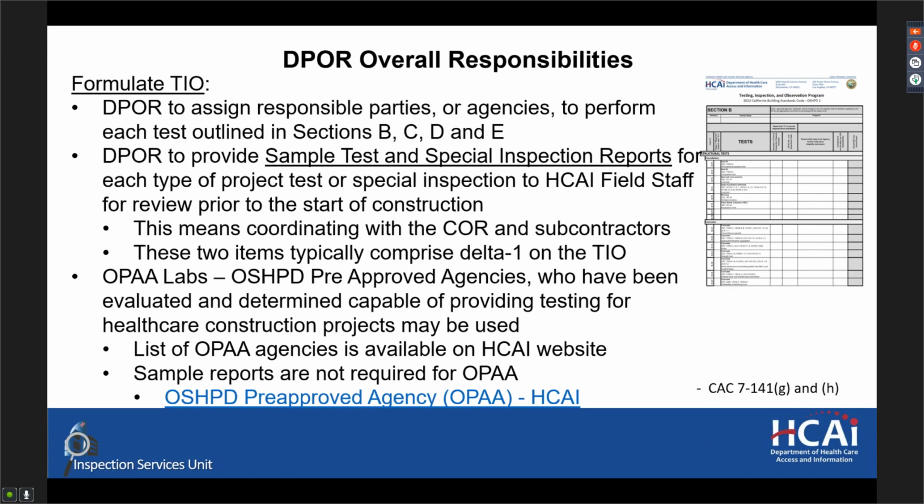It should be clarified that responsible parties can be subcontractors, inspectors, and OPAA labs. These are OSHPD pre-approved agencies who have been evaluated and determined capable of providing testing for healthcare construction projects. The list of OPAA agencies is available on the HCI website. And if you are utilizing an OPAA agency, sample tests are not required for that agency or that test.